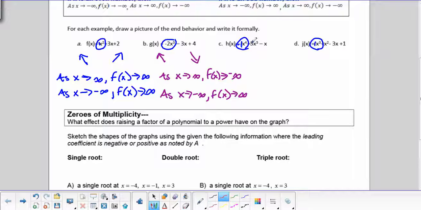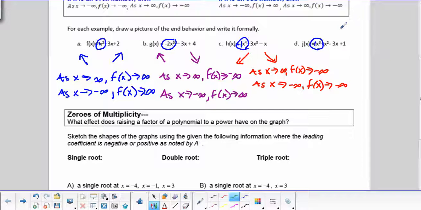All right, so you should have these answers already. You're just checking your work. We're looking at the negative 1. That tells us that the right side is down. And then the degree is even, so the ends should match. So this would be as x goes to positive infinity, f of x goes to negative infinity. And as x goes to negative infinity, f of x, that's over here, goes to negative infinity.